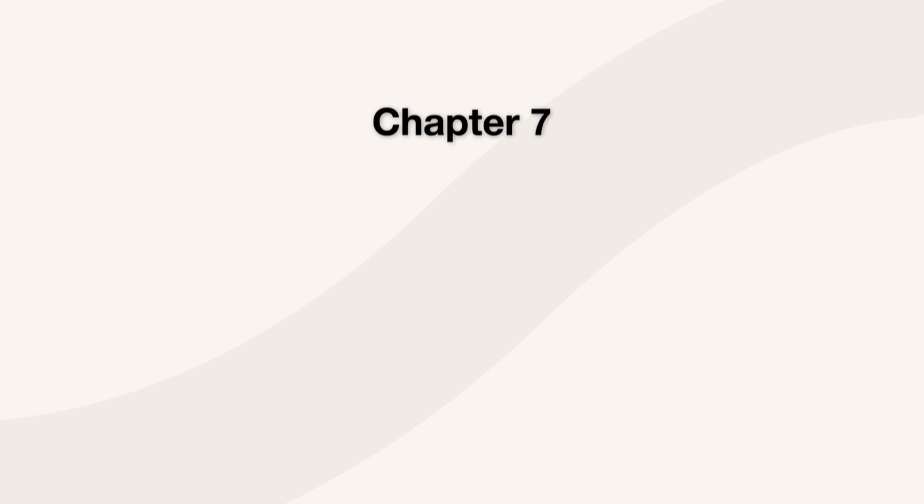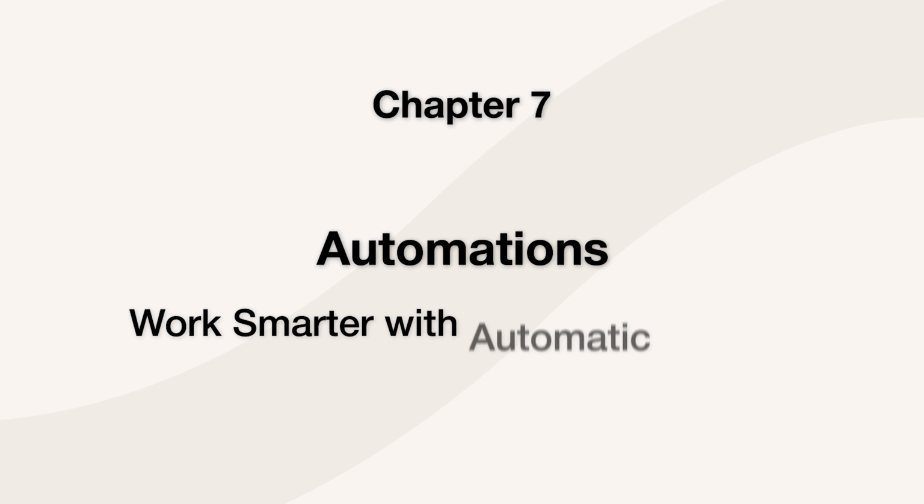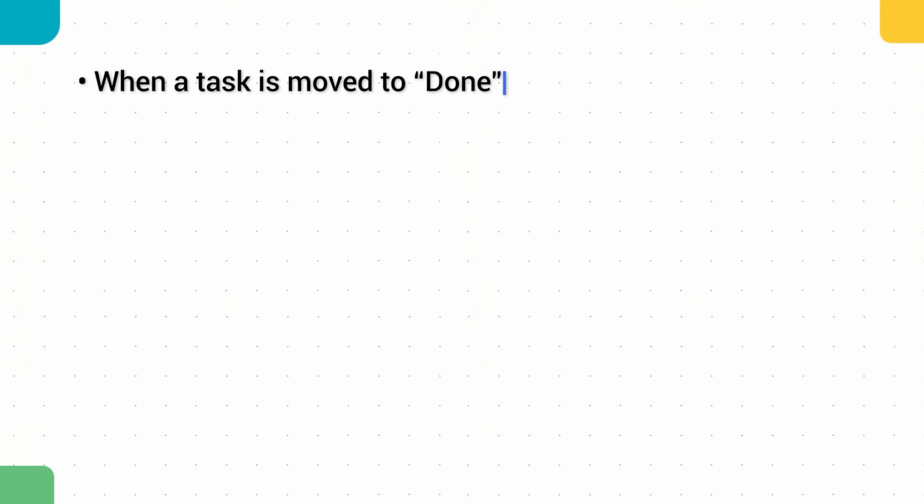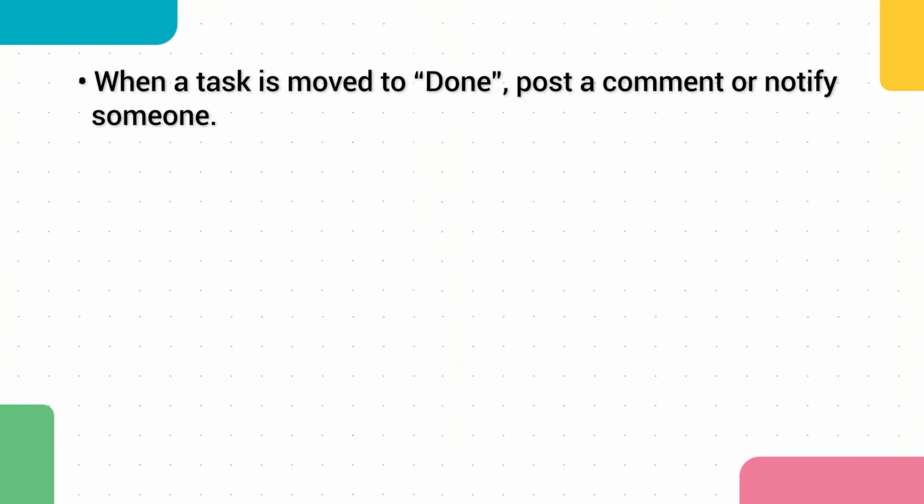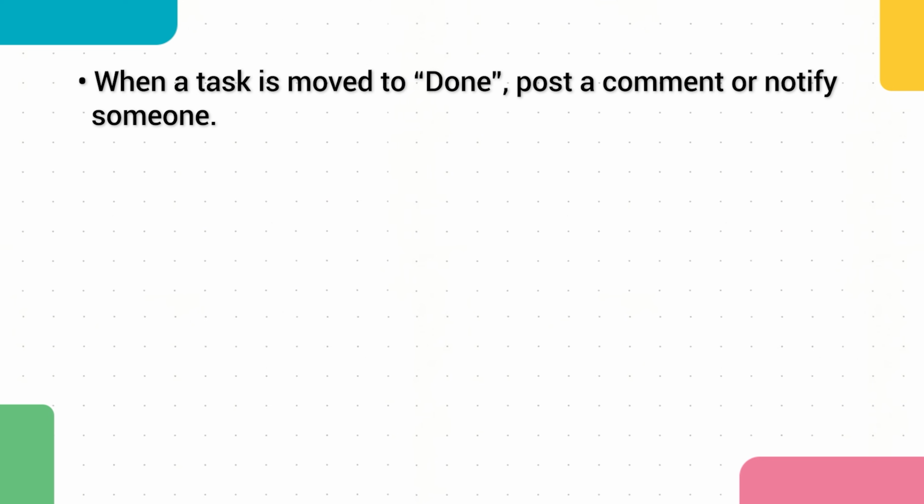Chapter number 7, automations. Work smarter with automatic actions. So, are you tired of repetitive manual updates? Well, ClickUp's automations can handle some of that busy work for you. Automations allow you to set up rules like "when X happens, do Y" for your tasks. So, for example, when a task is moved to done, post a comment or notify someone.